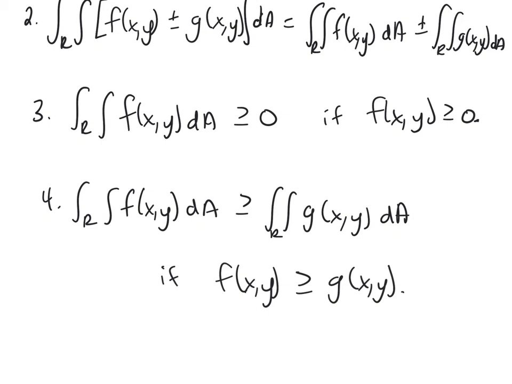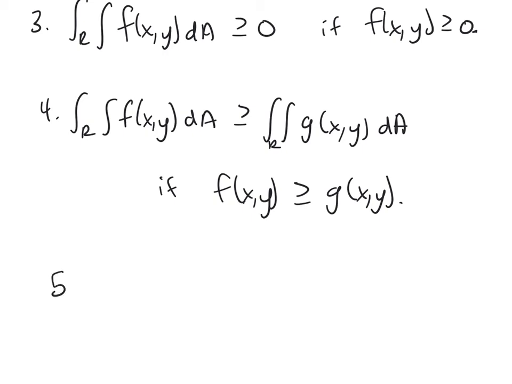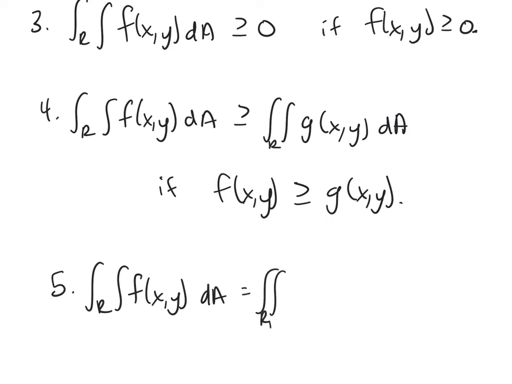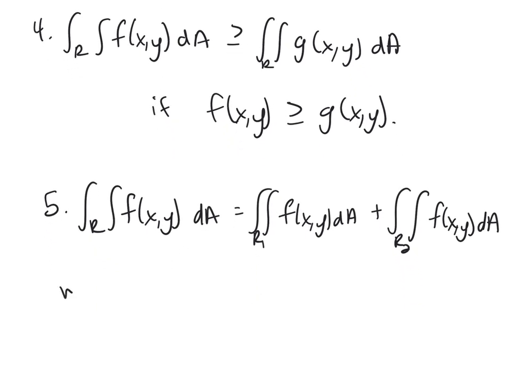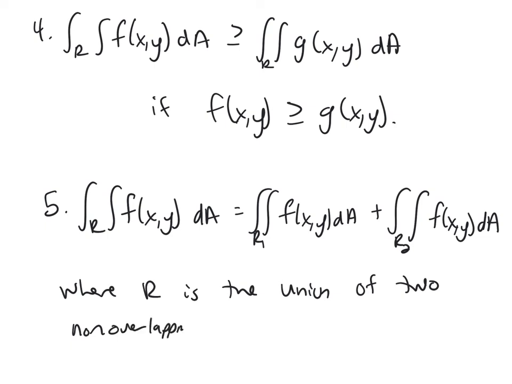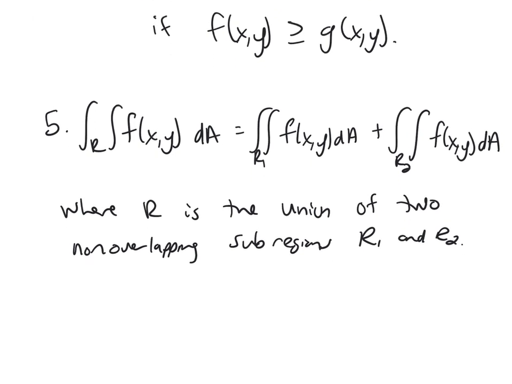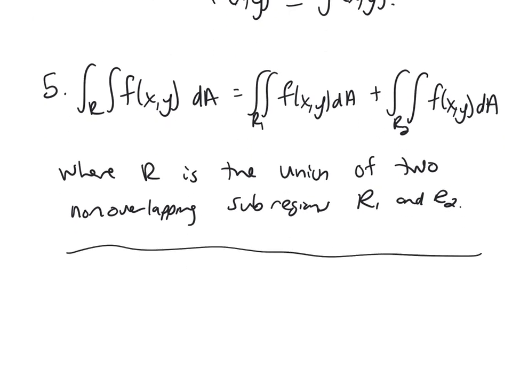And the final property is number 5 here: the integral over my region R is equal to the sum of the integral over the region R1 plus the double integral over the region R2, where R is the union of two non-overlapping subregions R1 and R2.